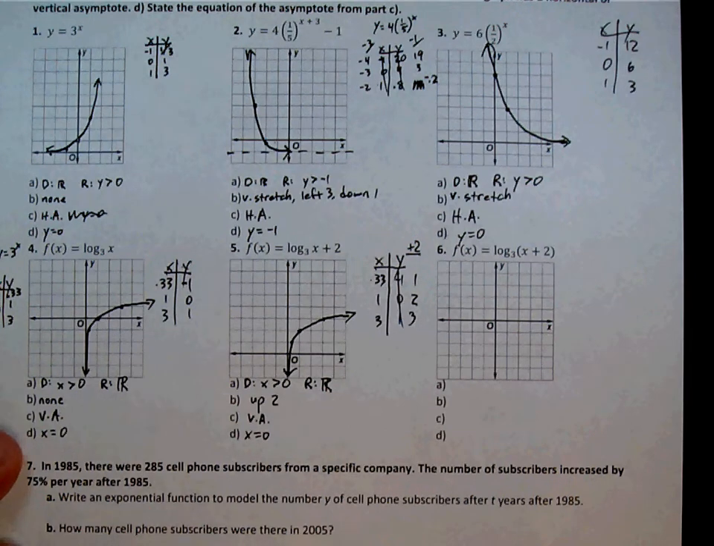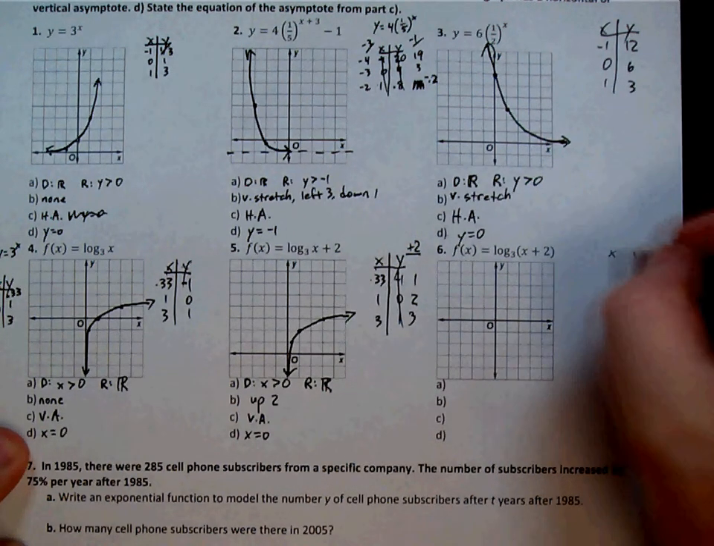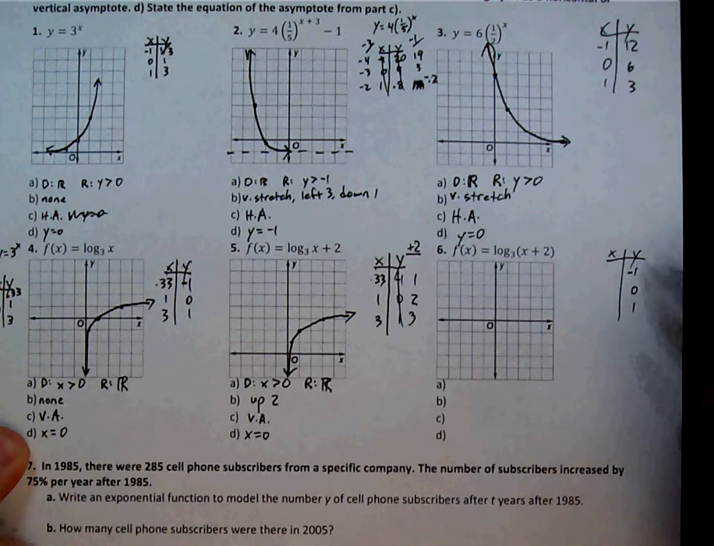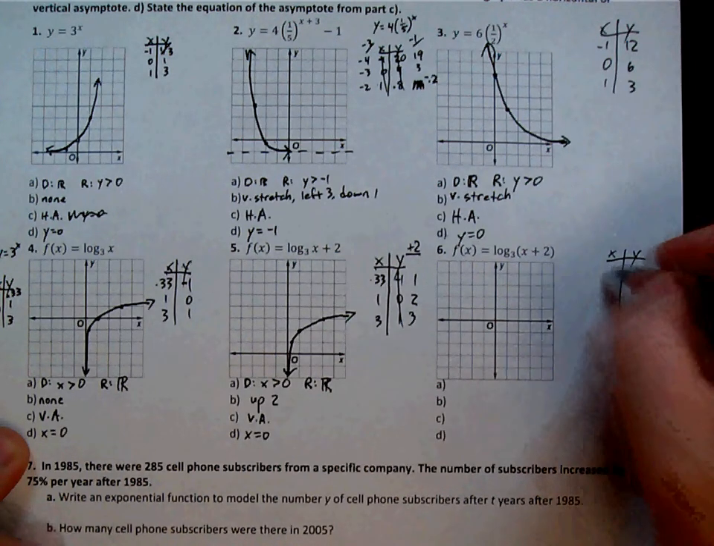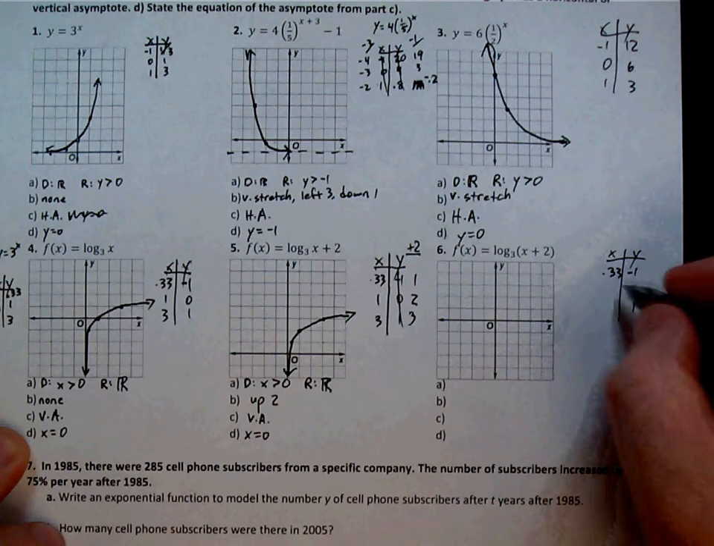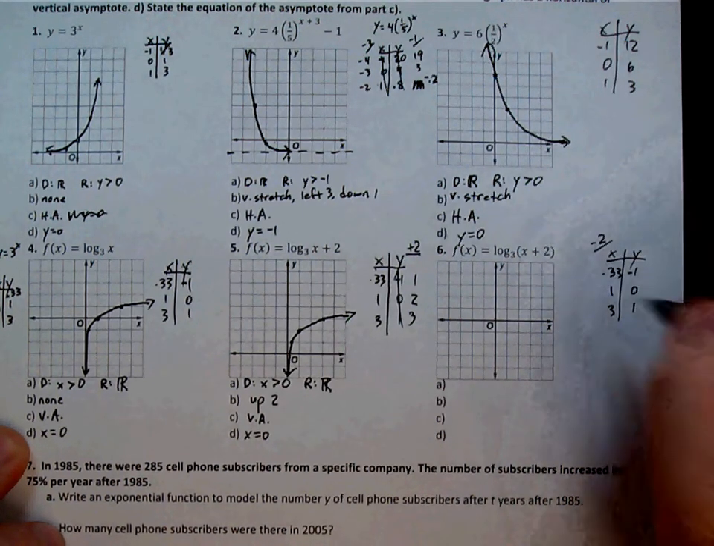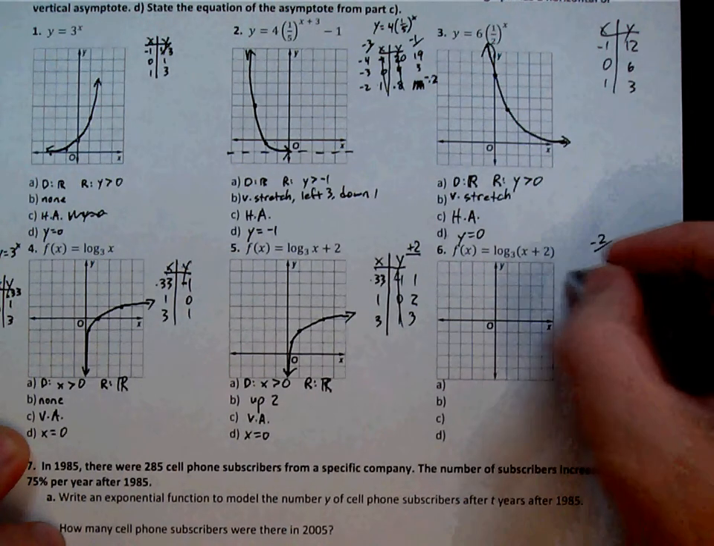And then number 6. So my x's would have been negative 1, 0, 1. 3 to the negative 1 is 1/3, or 0.33. 3 to the 0 is 1. 3 to the 1 is 3. Now I'm going left 2, so I'm subtracting 2 from my x's.